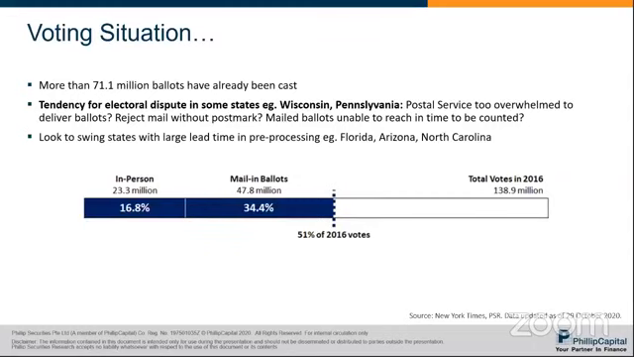Okay, and there is a tendency for electoral dispute in some states, especially in Wisconsin and Pennsylvania. Okay, why is it? Because for these two states, they can only start to verify all those votes on election day itself, and we are talking about millions of votes that they have to process. They have to manually go and verify the signature. They have to look out for all the postmark.